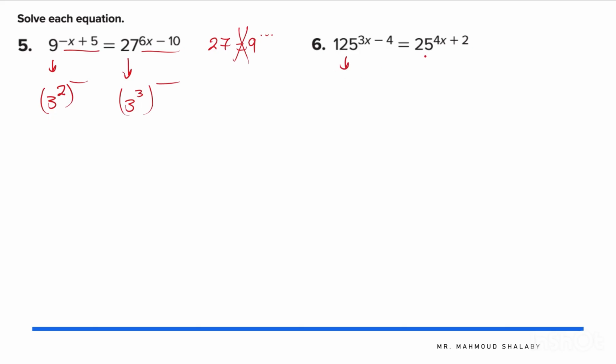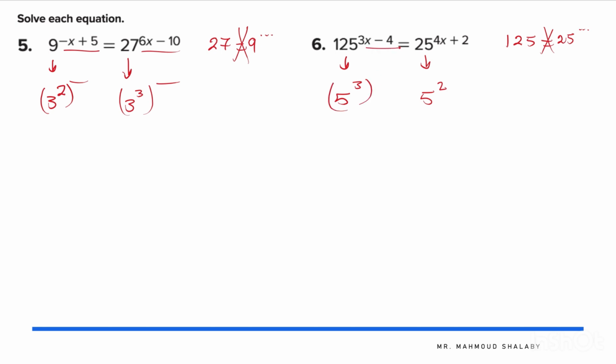For 125 and 25, the same thing. Can 125 be rewritten as 25 power of something? The answer is no. So in this case, I will change both. Very obvious, it's a 5 power of something, 5 power of 3, and here 5 power of 2.